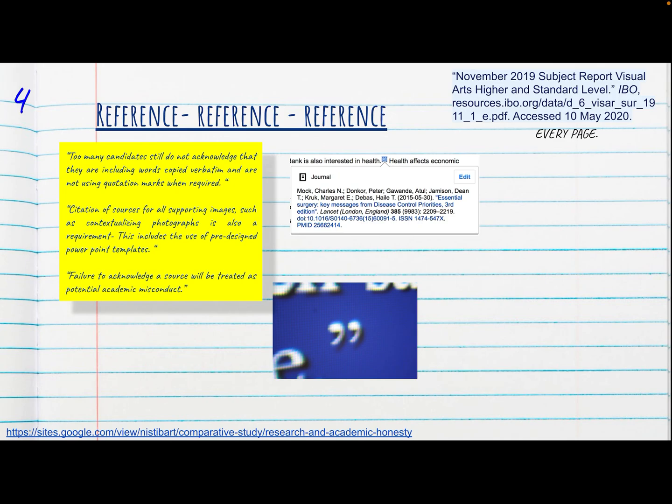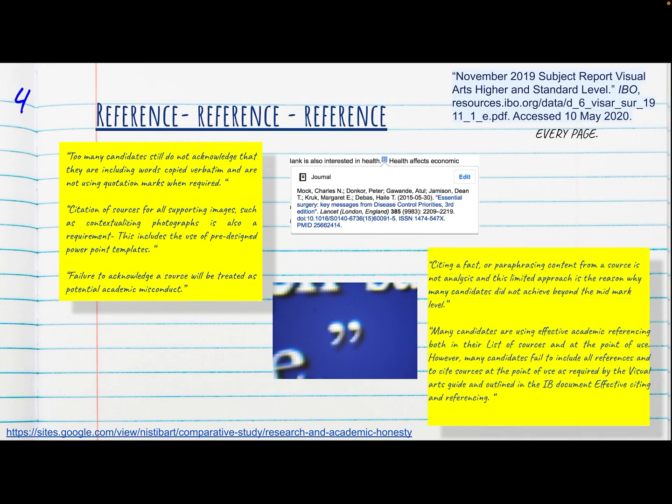It's fine if you've done the research. That's what we want to see. You deserve the credit for doing the research. Remember that failure to acknowledge a source will be treated as potential academic misconduct. So you're being rewarded for showing your sources and being penalised for not showing sources. Always show sources, always reference them, always celebrate the research you've done.